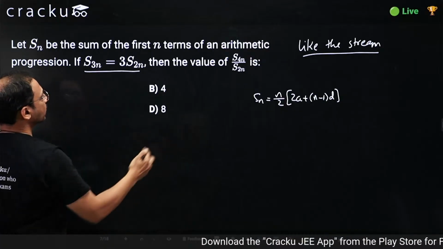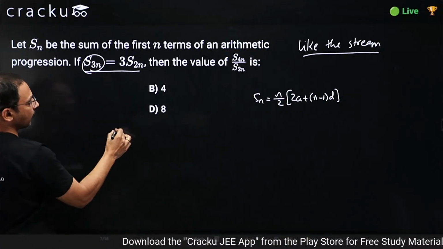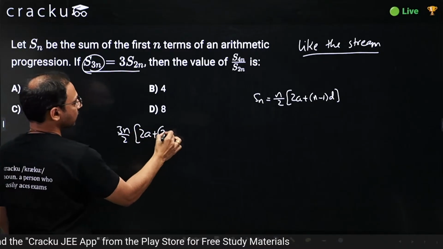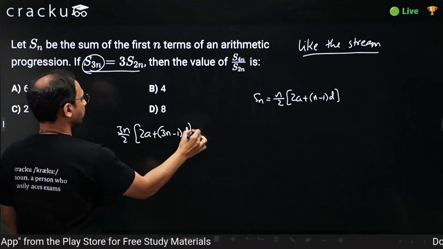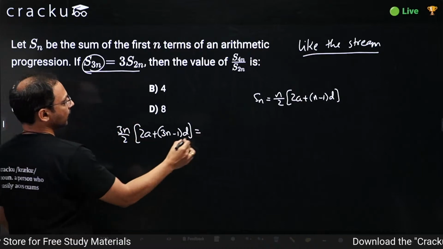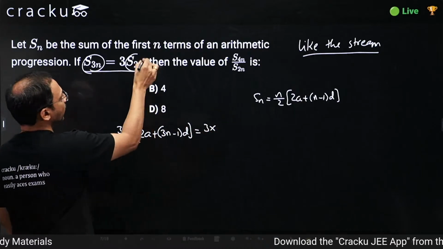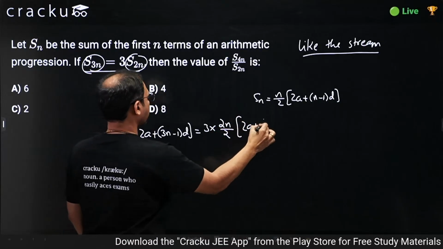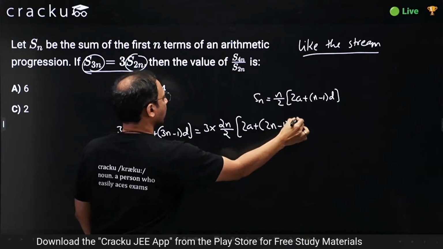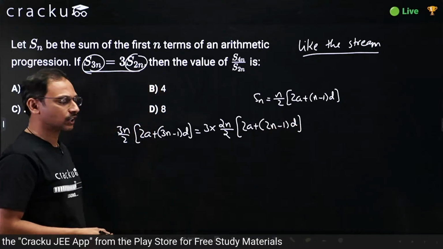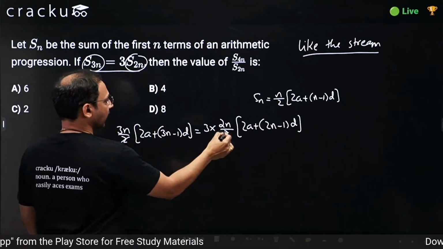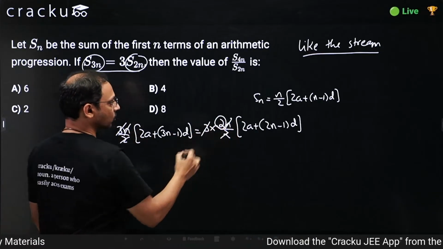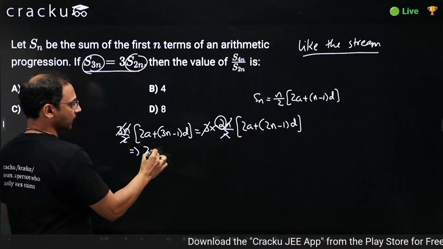So let's directly use this result. S3n I can write as 3n by 2 into 2a plus 3n minus 1 into d. 3 into S2n I can write as 2n by 2 into 2a plus 2n minus 1 into d. So some cancellations will happen. 2 will get cancelled off, n will get cancelled off. Here 3 is also getting cancelled off. This 2 will survive. Let us open the brackets.